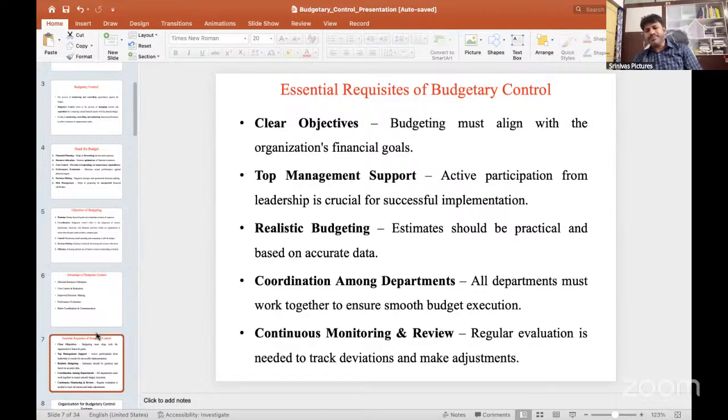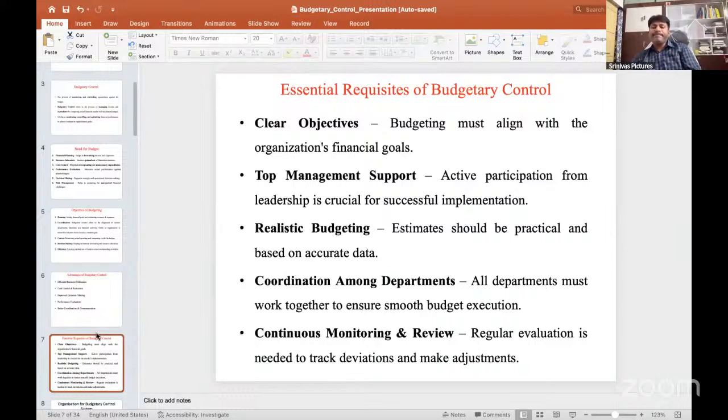Top management support, active participation. Here, active participation from the leadership is crucial for successful implementation. It means that in budget control and budgeting, top-level management is going to participate, so they are going to take the proper decisions. So top-level management is also required.